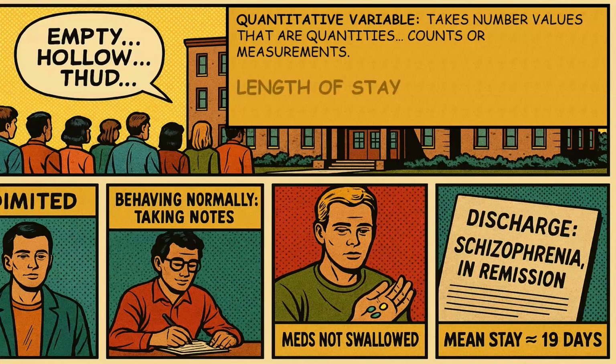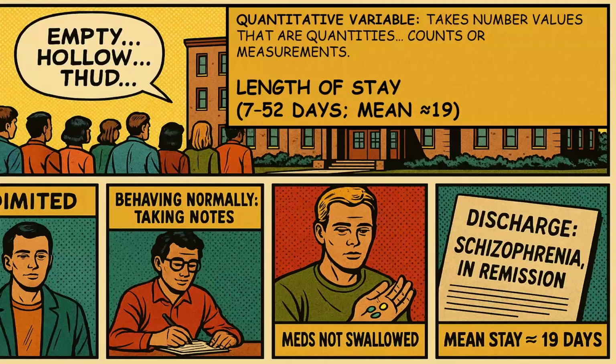So for example, length of stay, that is a quantitative variable because the number that you get, the value that you get, indicates how many days you stayed in that psychiatric hospital. So one person got the quantitative variable value of 7, meaning that they spent 7 days. Another person got 52, meaning that they spent 52 days.